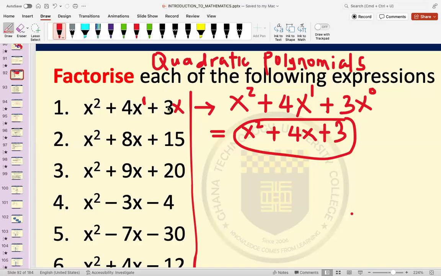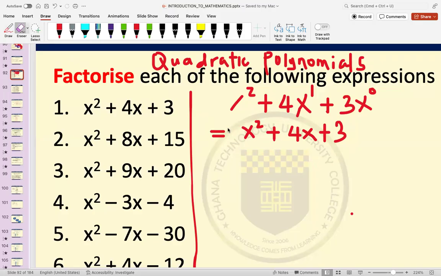But when you move to the right, you still subtract 1 from here and it becomes 0. And that's what I did here. Any number raised to the power 0 is 1, so it will let this one disappear. Any number raised to the power 1 is the same number, so it will let this disappear. So actually, for every quadratic polynomial, the powers of the variable decrease by 1 as you move from left to right. But our main work is to package them.